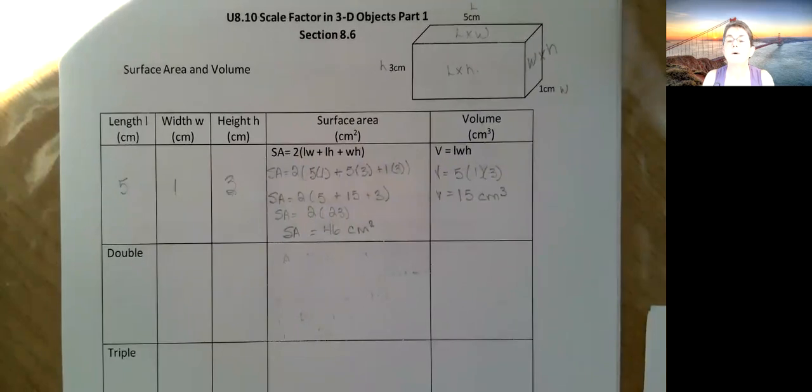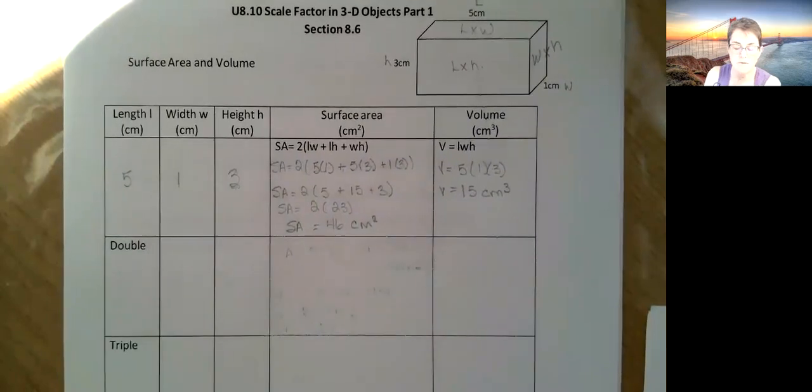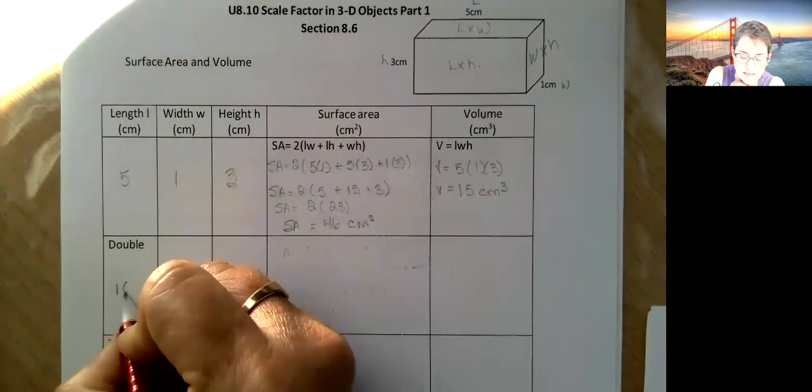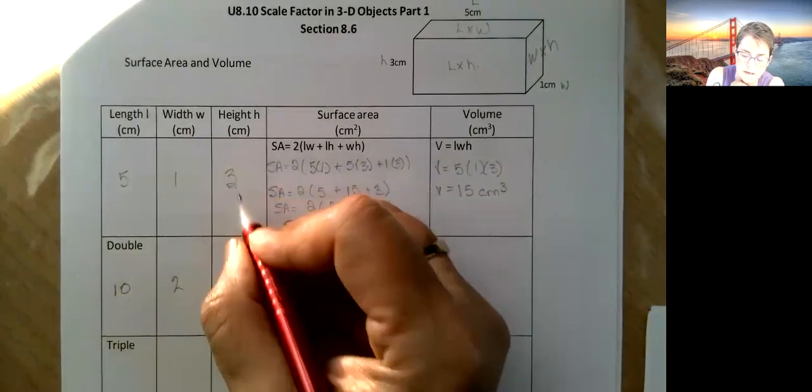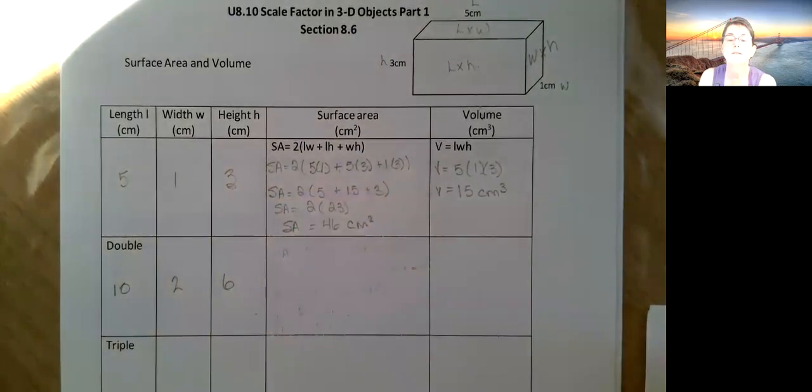So what's going to happen if we double everything? If we take this and make this 10, I'm doubling this, and make this 2, and make this 6. So what I would like you to do is pause the video and do the surface area and the volume. And actually, you can do the triple, and you can even do the half size original at the bottom here. All right, I'm going to trust that you did that.